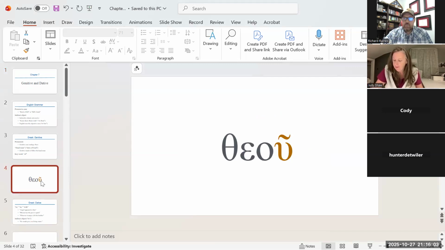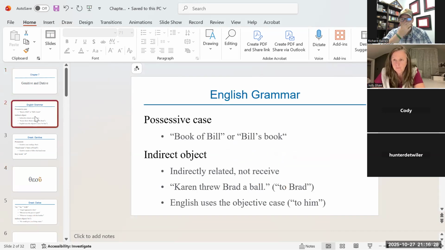But this is theou. So this is the genitive case for God. So you're going to translate this either of God or God's, with an apostrophe S, to denote possession. So genitive denotes possession. Book of Bill or Bill's book.